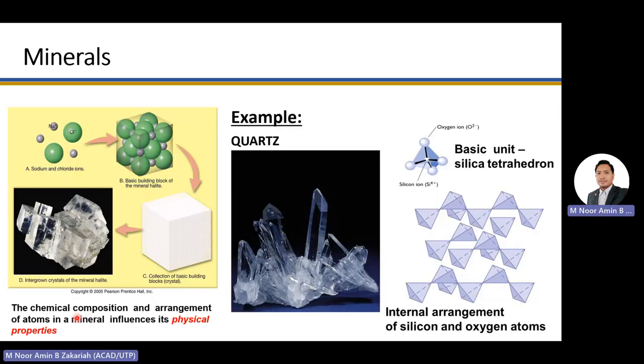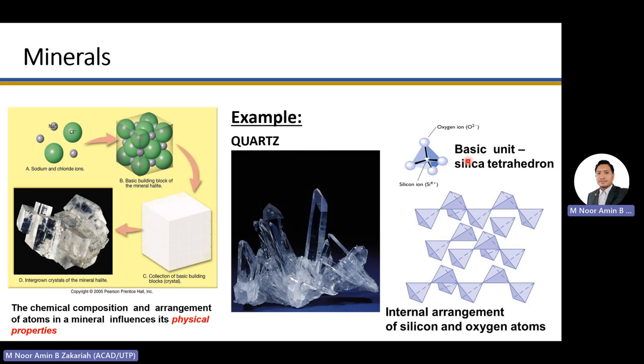The chemical composition of a mineral is determined by the elements that make it up. The most common elements in minerals are oxygen, silicon, aluminium, iron, calcium, magnesium, sodium, and also potassium. These elements can combine in different ways to form a variety of minerals. For example, quartz is a mineral that is made up of silicon and oxygen atoms to create a silicate. The silicon atoms are arranged in a tetrahedral structure, with each silicon atom bonded to four oxygen atoms. This arrangement of atoms gives quartz its characteristic hardness and ability to form crystals.